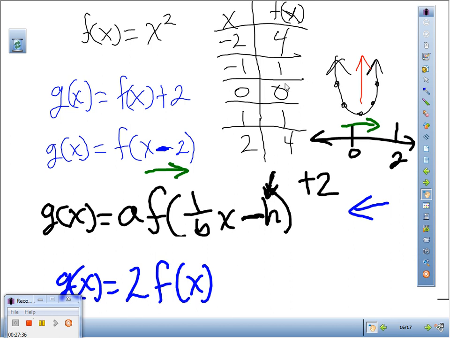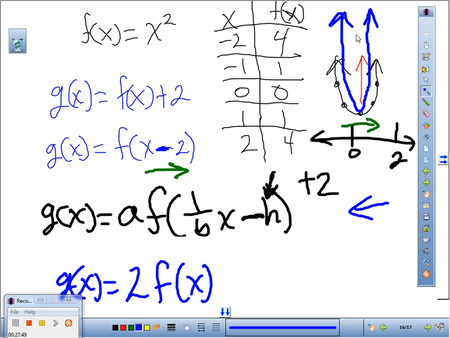It multiplies the f of x, which makes the function stretch. If it's a whole number, it stretches and it becomes thin like that. However, if a is a fraction, tell your neighbor what happens when it's a fraction. It becomes a little itty-bitty function. It compresses and it looks something like this. So far so good? Whole number on the a stretches, fraction on the a compresses.